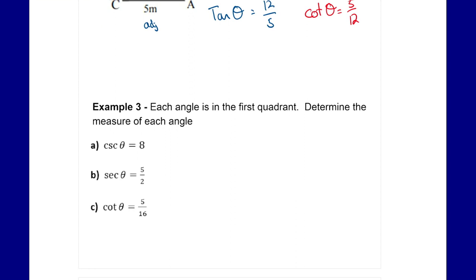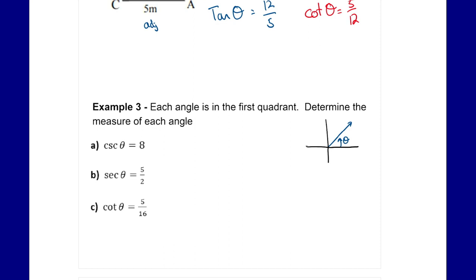For the next one, example 3, each angle is in the first quadrant. We want to determine the measure of each angle. That's helpful to label because we have all positive values, so we know that it's going to end up being somewhere in this general area.